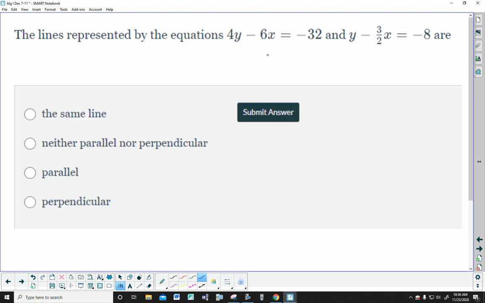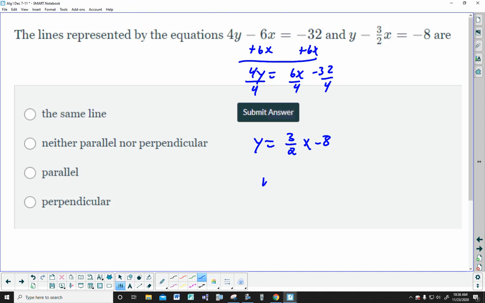Neither of them are in slope-intercept form, so I'm going to start by adding 6x to both sides. So I have 4y is equal to 6x minus 32. Then I'm going to divide by 4, and I get y is equal to, reducing the fraction, 3/2 x minus 8. So the slope of this line is 3/2.